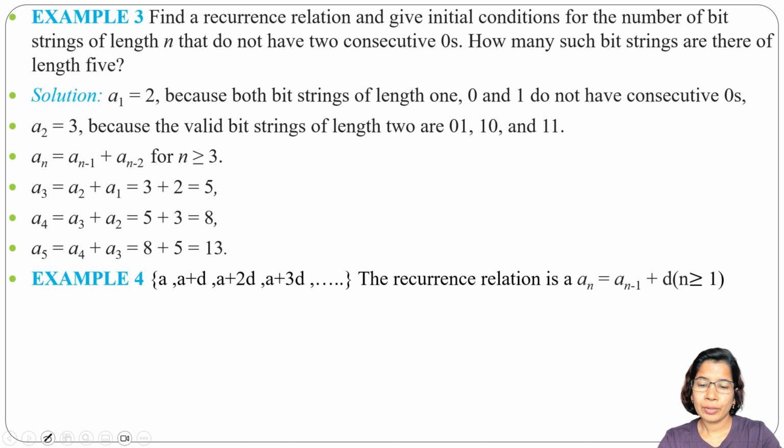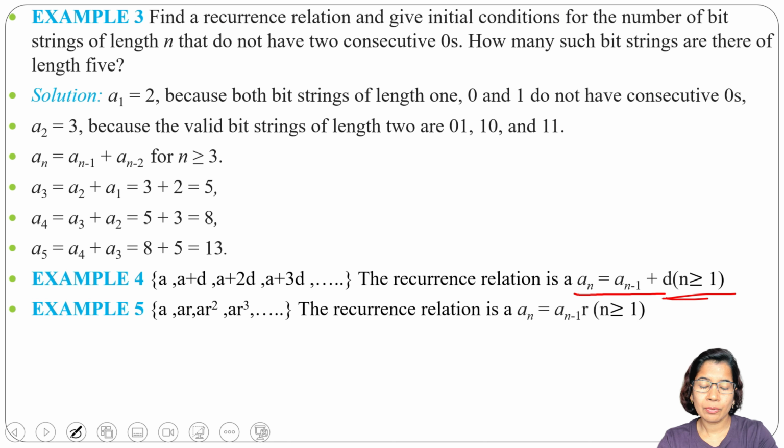Next, example 4. For this sequence a, a plus d, a plus 2d, a plus 3d, what will be the recurrence relation? The recurrence relation can be a_n equals a_(n-1) plus d, the previous term plus d, and the n value should be greater than or equal to 1. Now for the sequence a, ar, ar squared, ar cubed, the recurrence relation can be a_(n-1) multiplied by r, for n value greater than or equal to 1. Just see ar and ar squared. So ar squared is ar multiplied by r, right?